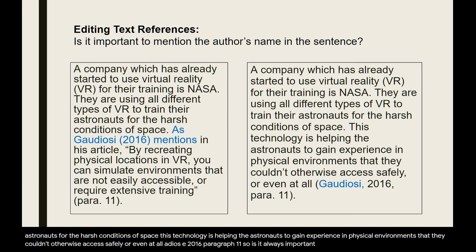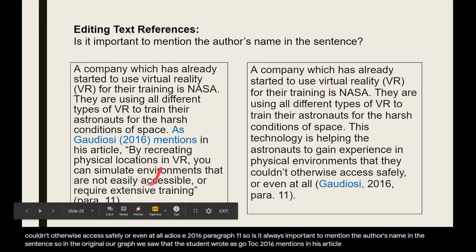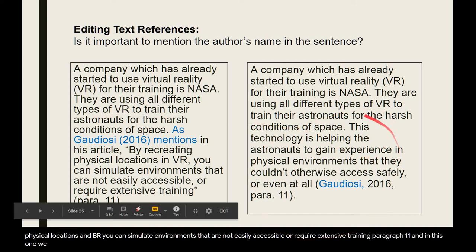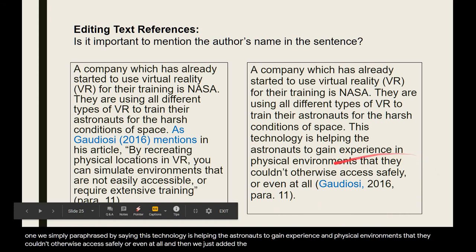So is it always important to mention the author's name in the sentence? So in the original paragraph, we saw that the student wrote, as Gaudiosi, 2016, mentions in his article, right over here, by recreating physical locations in VR, you can simulate environments that are not easily accessible or require extensive training, paragraph 11. And in this one, we simply paraphrased by saying, this technology is helping the astronauts to gain experience in physical environments that they couldn't otherwise access safely or even at all. And then we just added the standard in-text citation, Gaudiosi, 2016, paragraph 11.